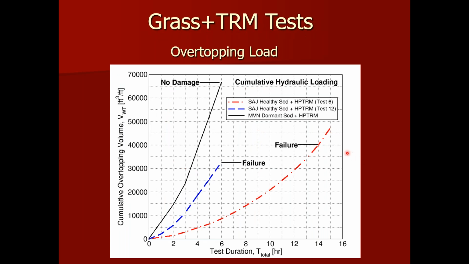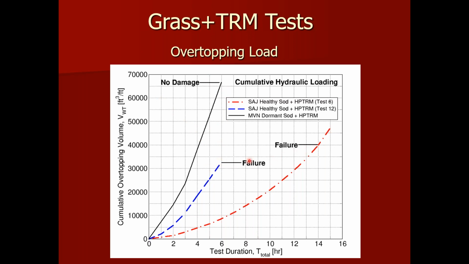Comparing all that, we wanted to look at our dormant grass, the black line here that says no damage. MVN is the clay that came from Louisiana, and this shows the overtopping volume that we were able to get. And then with a sandy soil for two different types of TRM, you can see the failure locations of each of those. So the difference in the y-axis on this graph shows us the soil difference.